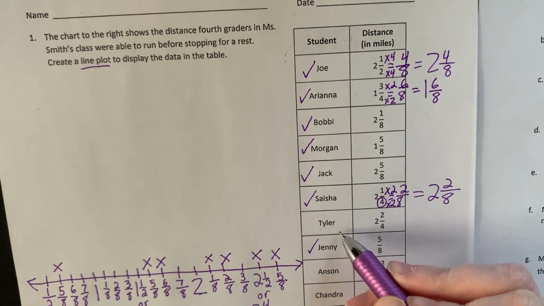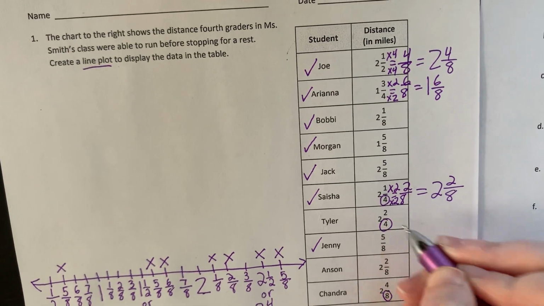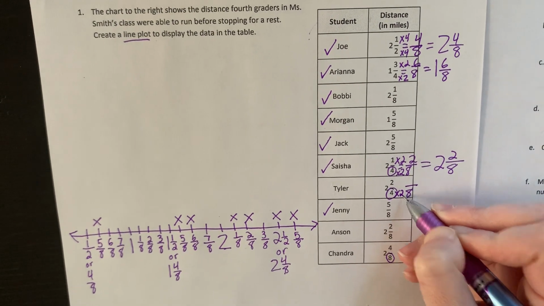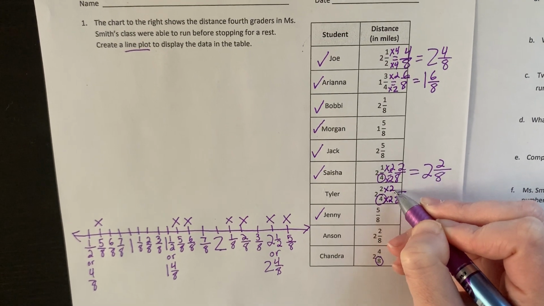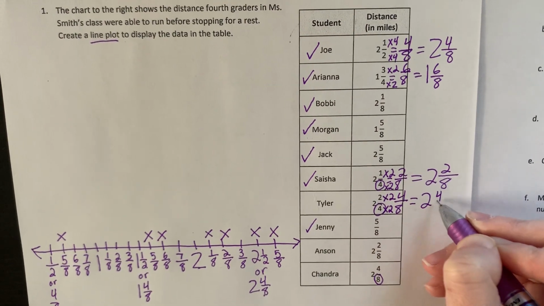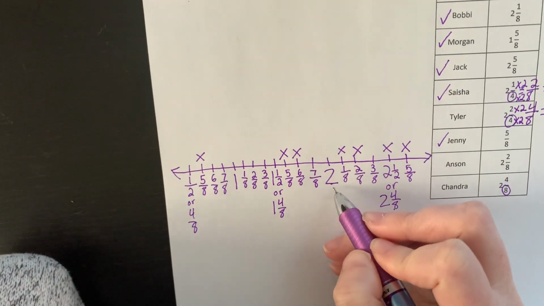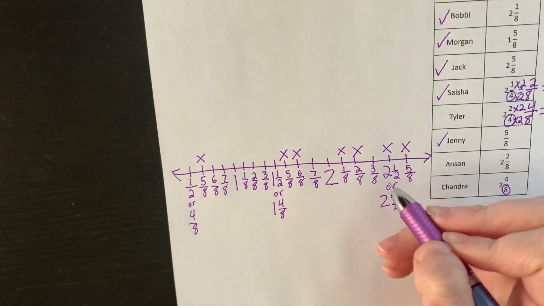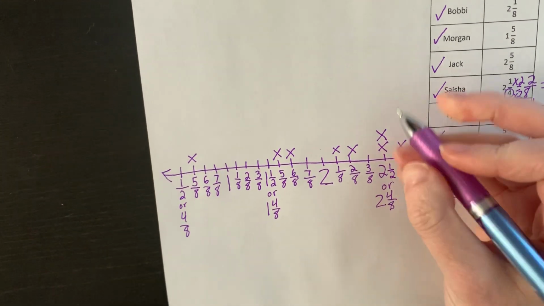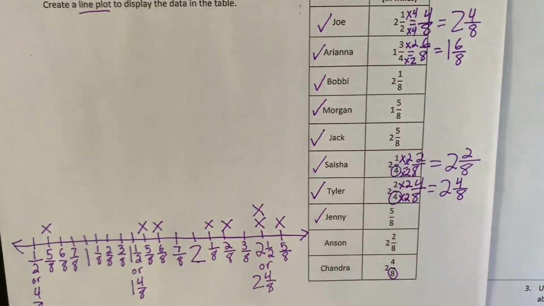Okay, now we have Tyler. He is 2 2/4. That's a fourth. We got to make it into an 8. So we have to multiply it by 2 on the bottom and on the top. 2 times 2 is 4. So that's going to equal 2 4/8. We're going to go to the 2 on the line plot and go to the 4/8. 1/8, 2/8, 3/8, 4/8. If you have 2 data points, you're just going to put the next X right on top. So Tyler is done.